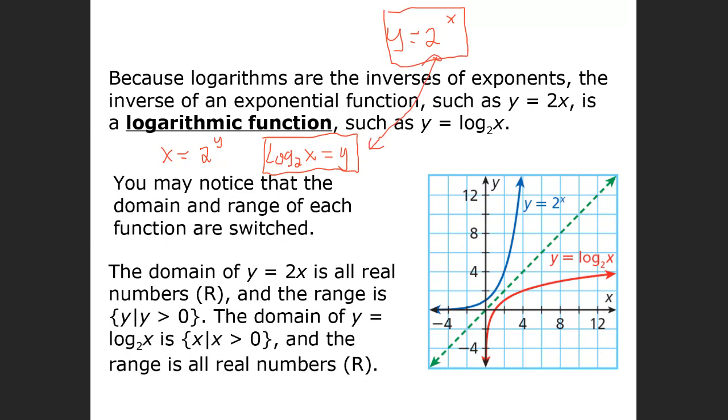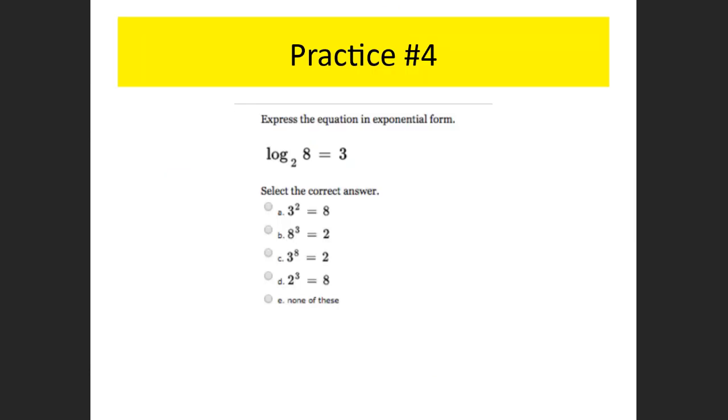So the graph of an inverse is a reflection over the line y is equal to x. So this green line is a reflection. Here's the graph of y is equal to x. The reflection would be this red one, or log base 2 of x. And that's all we're going to get into in graphing. We're not going to take graphing that far because, as I said, you can just plug it into your calculator and get your answers.